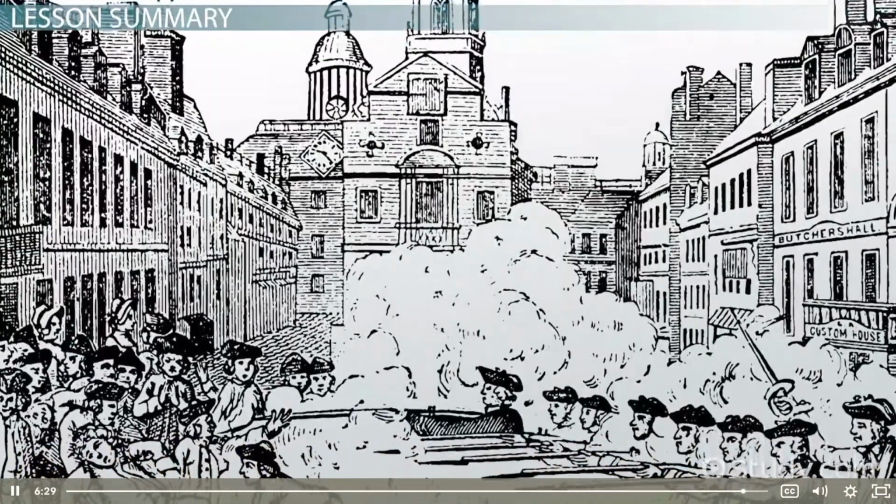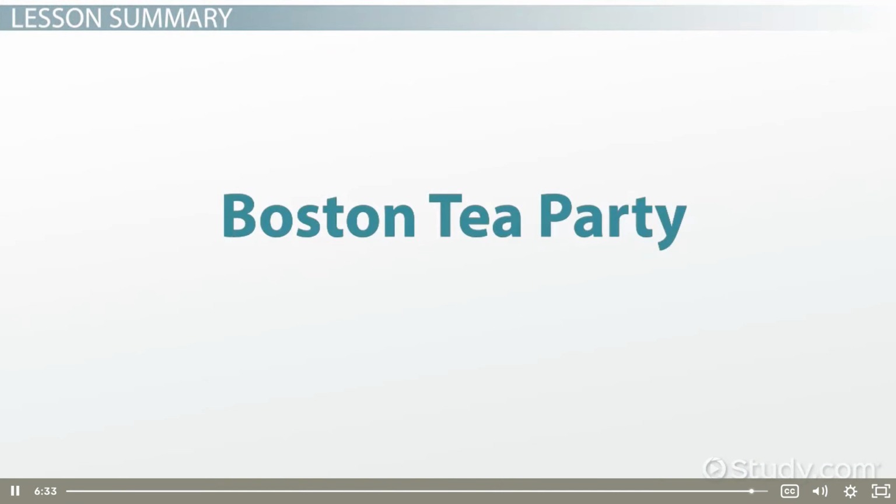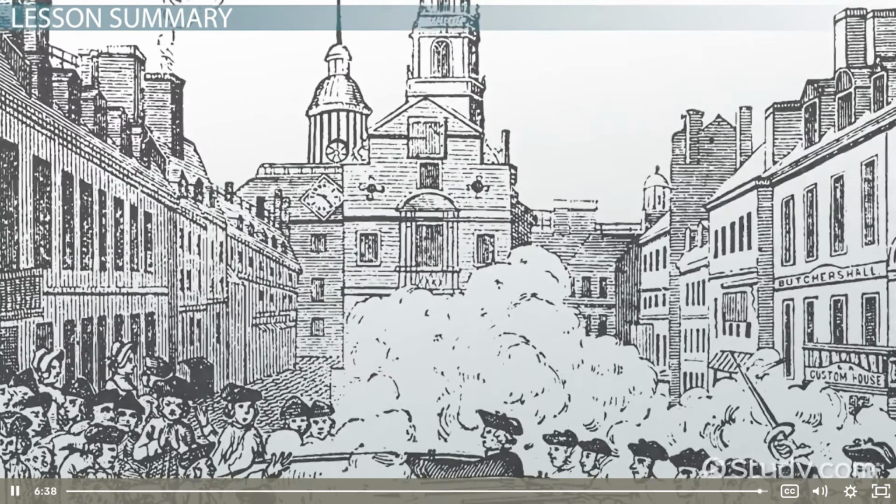The aftermath of the Boston Massacre led to increased colonial resistance, including the Boston Tea Party, where tea was dumped as revenge on its taxation, and eventually the American Revolution.